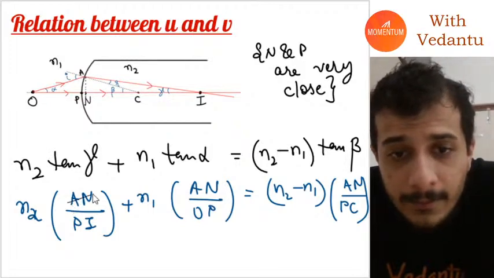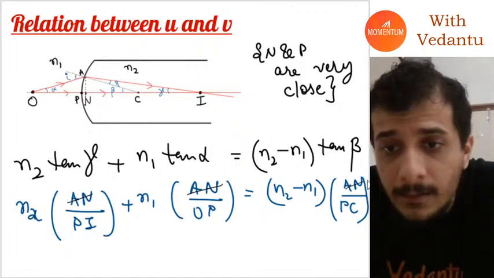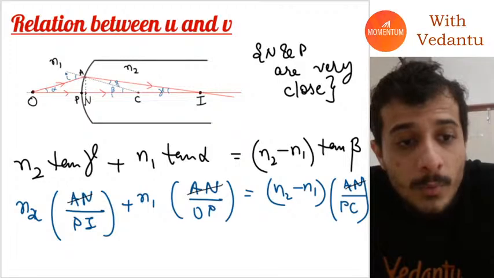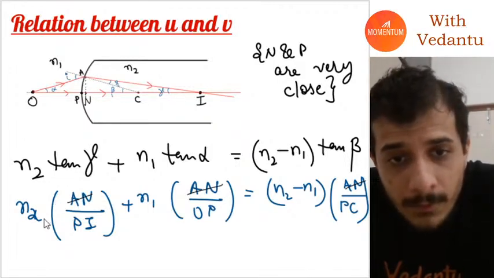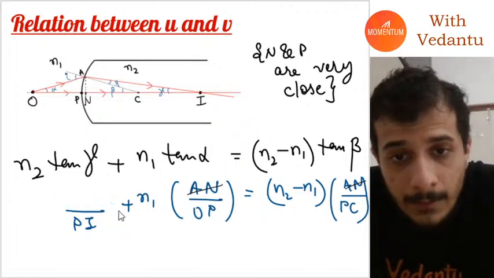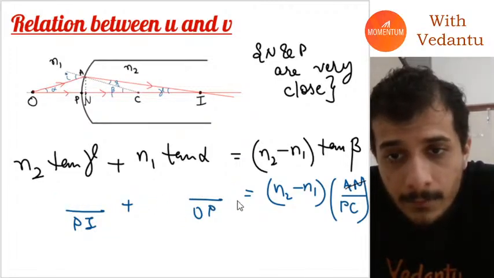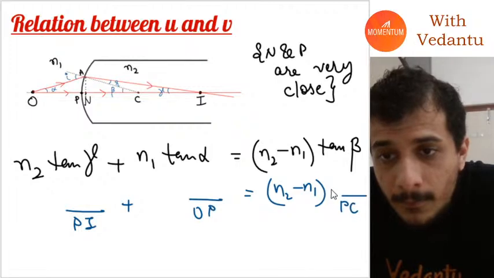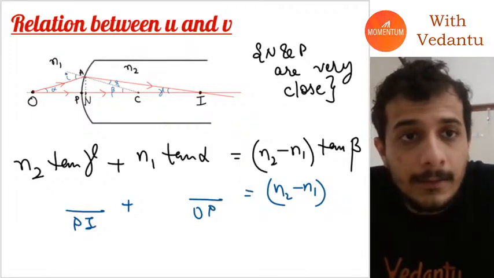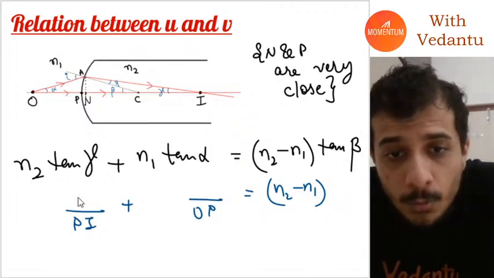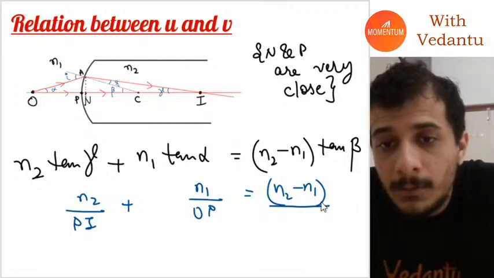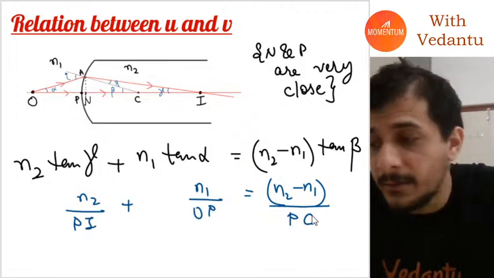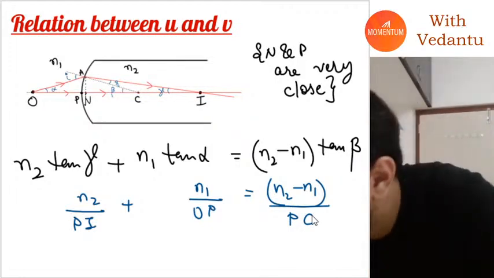Now that you know this, guys, you might see that some things here will get cancelled out. AN will get cancelled out, which gives me my final very, very beautiful equation. What I get is N2 by PI plus N1 by OP is equal to N2 minus N1 by PC.